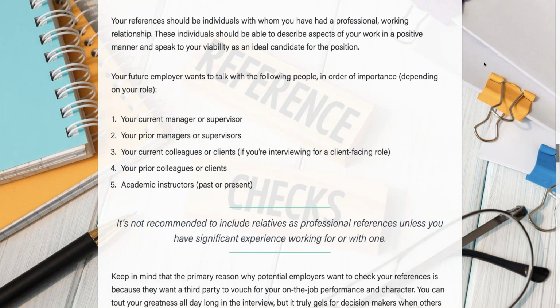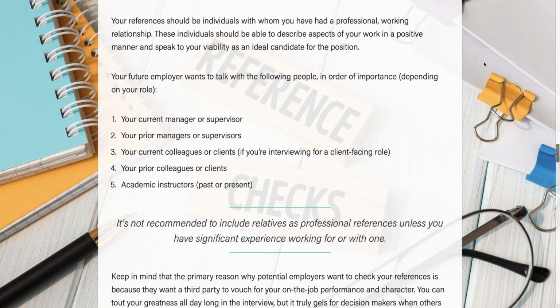So I just got a question about how you will know if references have been contacted or not. That's a wonderful question. And you may know and you may not know.